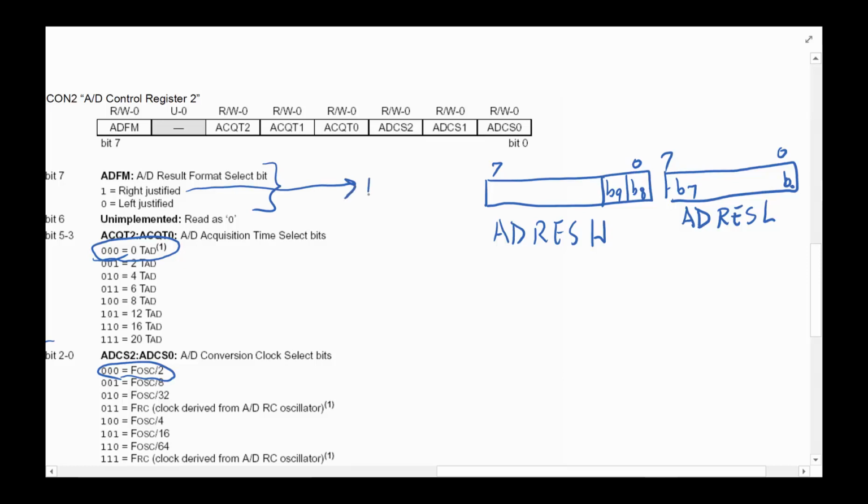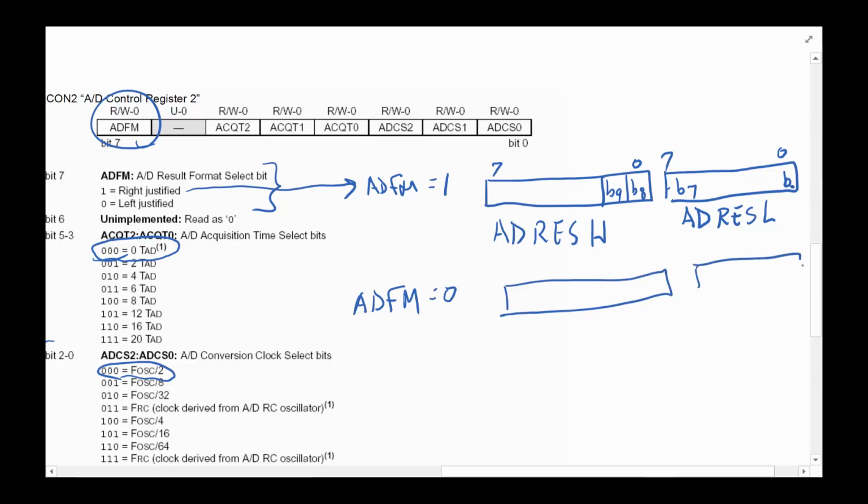That's when the pin ADFM is set to 1. Now, if you set this A to D format bit to 0, what's going to happen? A to D high is here and A to D low is here, but the data is going to be stacked with bit 2 here and bit 9 here, and then the 2 extra bits, bit 0 and bit 1, in here.